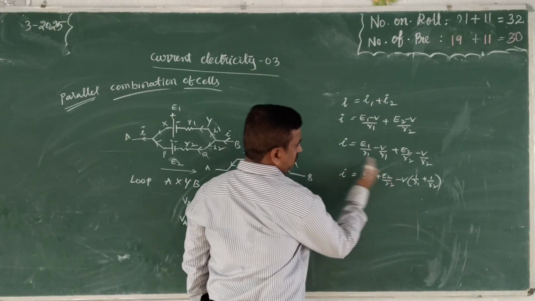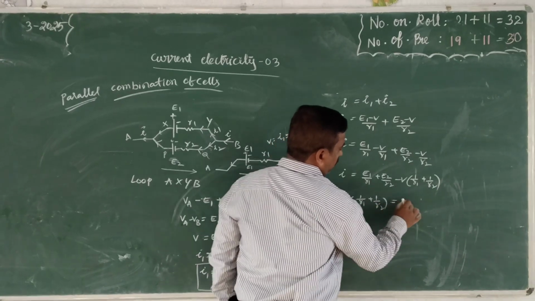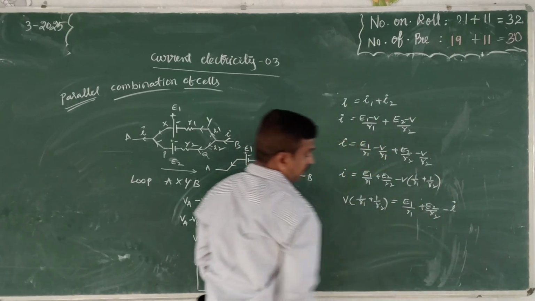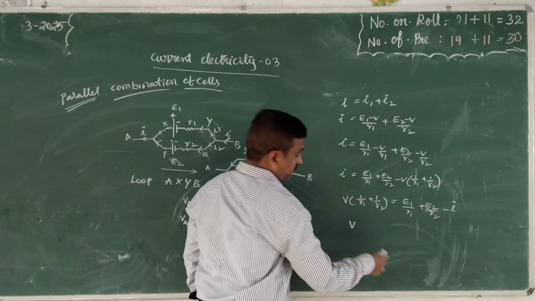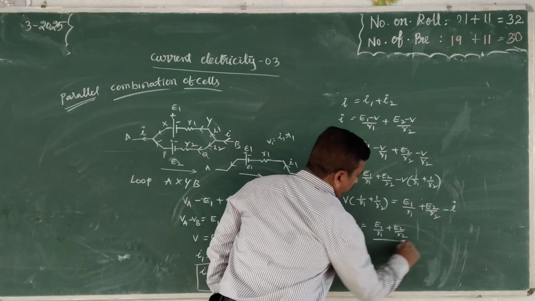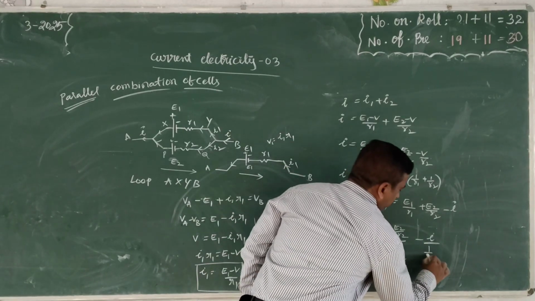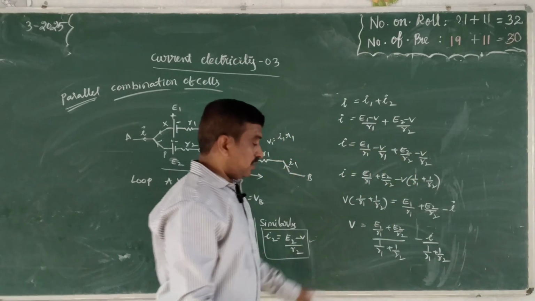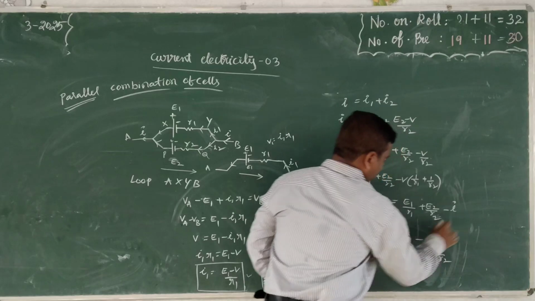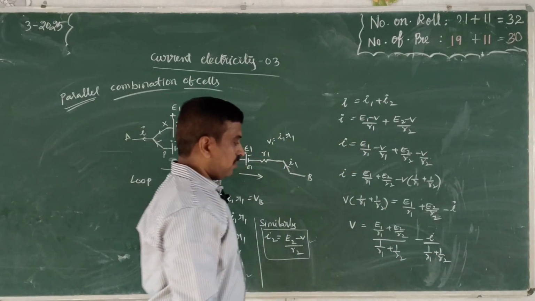V changes to this side and I changes to this side, so V into (1 by R1 plus 1 by R2) equals E1 by R1 plus E2 by R2 minus I. Here V is multiplied, so it changes to that side as divided. So V equals (E1 by R1 plus E2 by R2) by (1 by R1 plus 1 by R2) minus I by (1 by R1 plus 1 by R2).